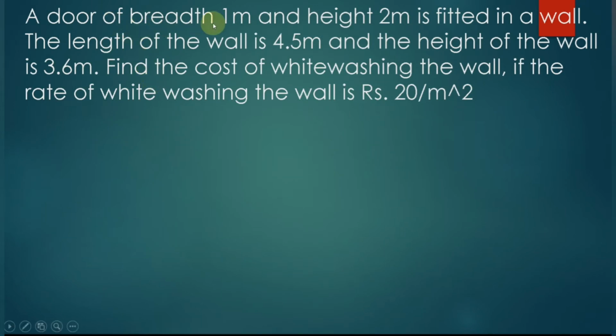Here the question is: a door of breadth 1 meter and height 2 meters is fitted in a wall. The length of the wall is 4.5 meter and the height of the wall is 3.6 meter. Find the cost of whitewashing the wall if the rate of whitewashing is 20 per meter square. So here, whenever you are whitewashing, you leave the door and you whitewash the wall only. So what I need to do, I will subtract the area of the door from the area of the wall, and that is the area we need to whitewash.